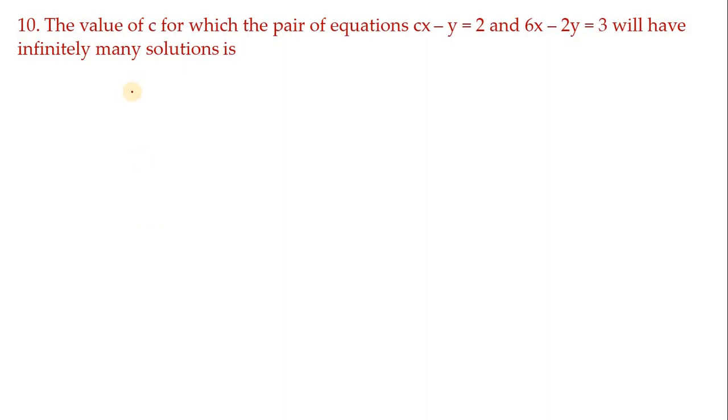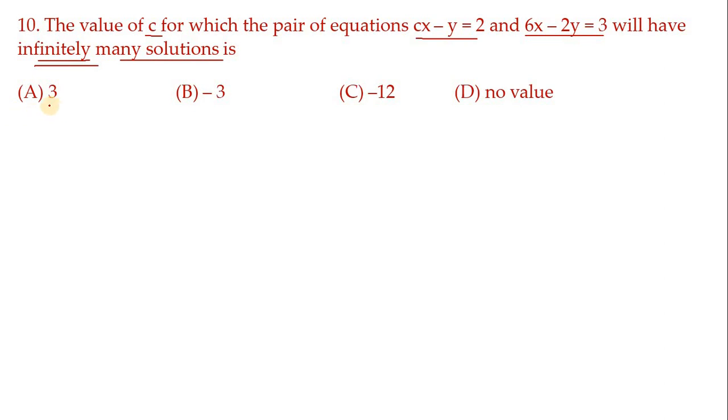The value of c for which the pair of equations cx minus y equals 2 and 6x minus 2y equals 3 will have infinitely many solutions. See, they are talking about infinitely many solutions. When they are having infinitely many solutions, we can compare any ratio. The given options are 3, minus 12 and no value.